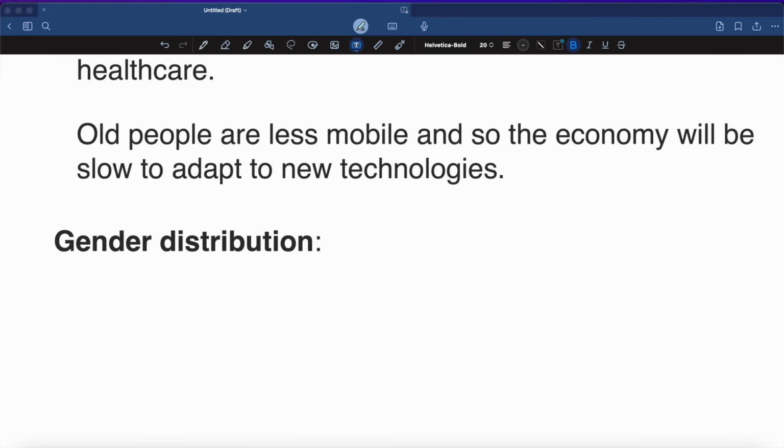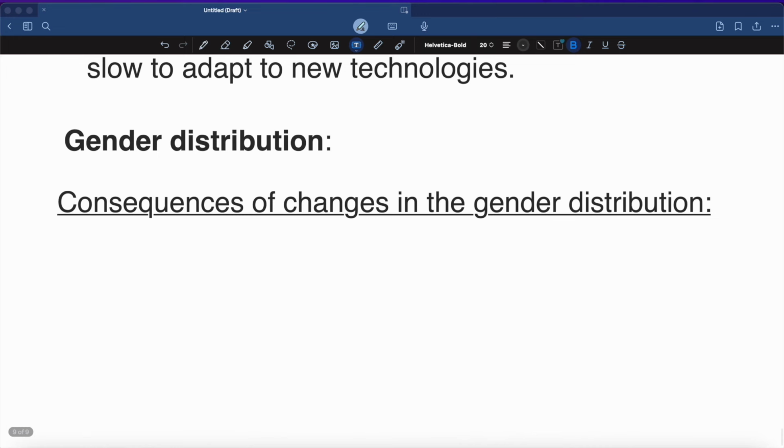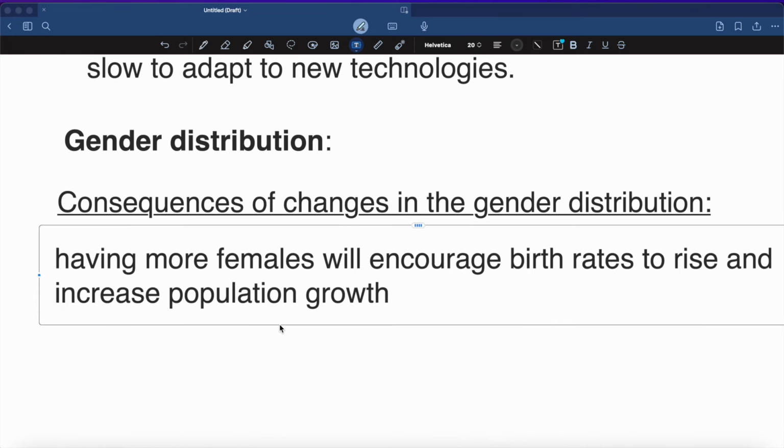Meaning a change in the gender distribution. Let's look at the consequences of this. If I have more females in the economy, this can encourage birth rates, so this can mean a high birth rate. Now, remember, having a high birth rate does not mean that the economy is doing well, and having a low birth rate does not mean the economy is doing well. What is doing well is when the birth rate is steady and is a good birth rate according to the economy. There's no certain type where the birth rate is so high it's very good for the economy, or very low, and so on and so forth.